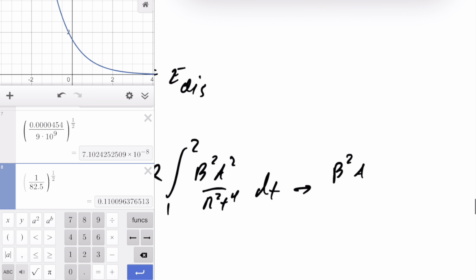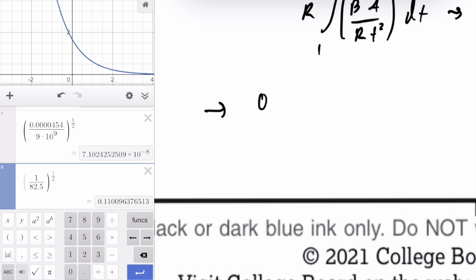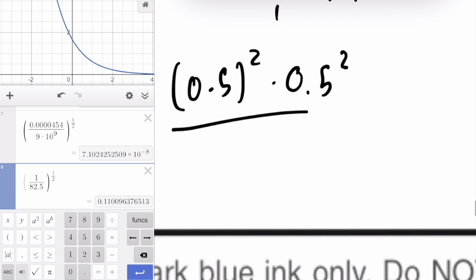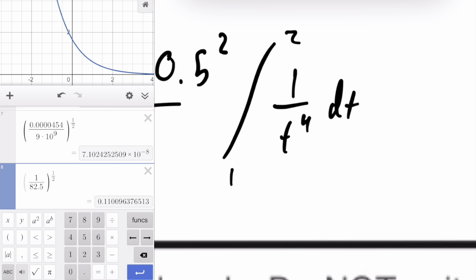B squared, A squared, R. One of the R's will cancel, and I'll be left with, well, T is the variable here, so the integral from 1 to 2 of 1 over T to the fourth dt. Now I'll just have to plug in the values they gave me. So it'll be 0.5 squared over, and what was that resistance? 2. And the integral from 1 to 2 of 1 over T to the fourth dt.